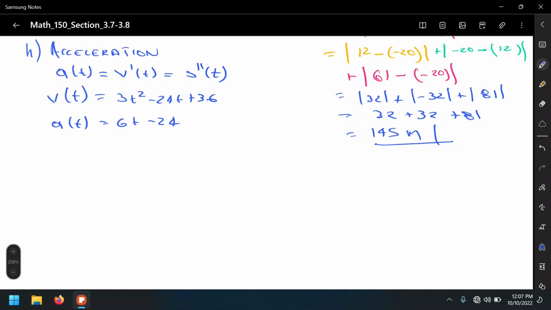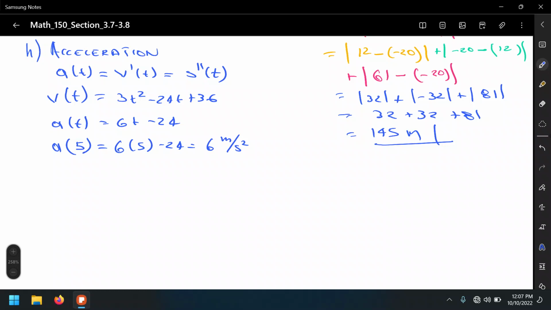And they're also asking us what's the acceleration after 5 seconds, a of 5. And ultimately all we have to do is substitute 5 whenever we see the letter t and simplify the expression. So that is 6 times 5 minus 24, which is, okay, 30 minus 24, is that a 6? And the units for acceleration are meters per second squared. Right, so let's be consistent with units and all that.